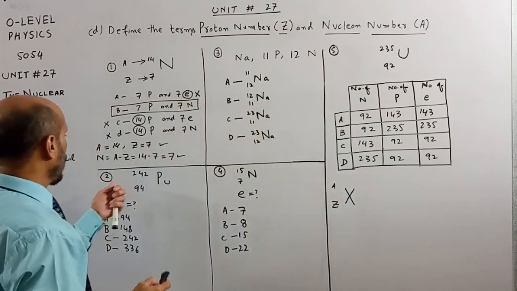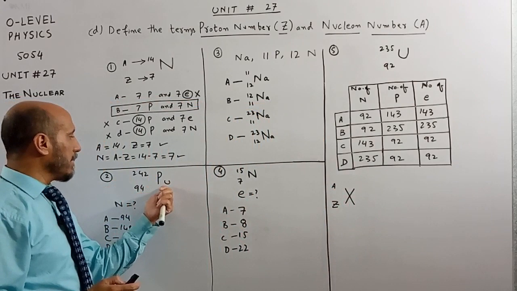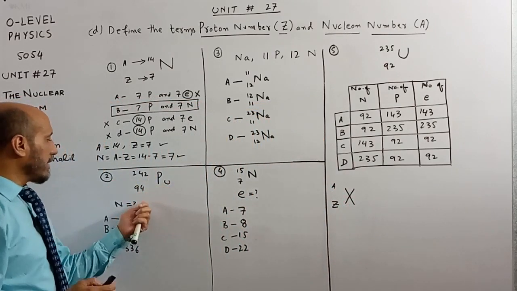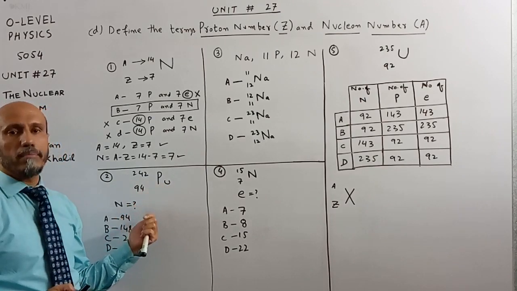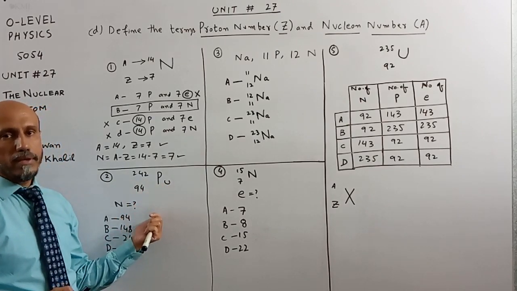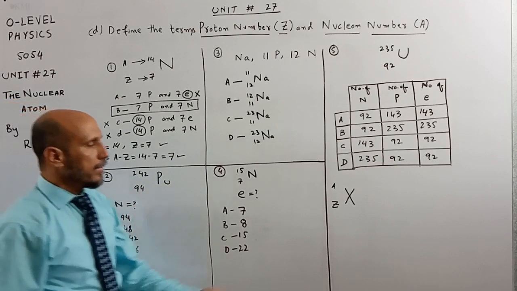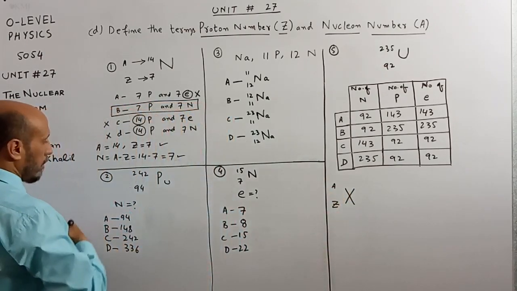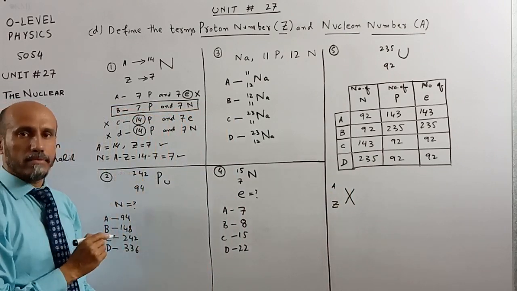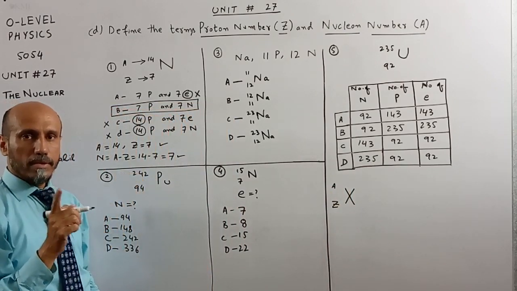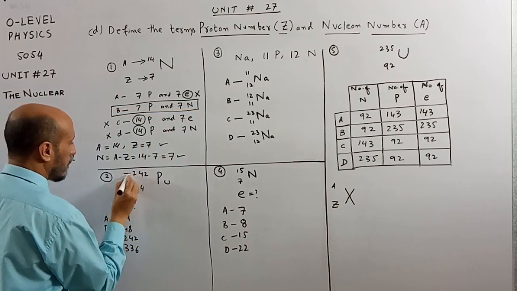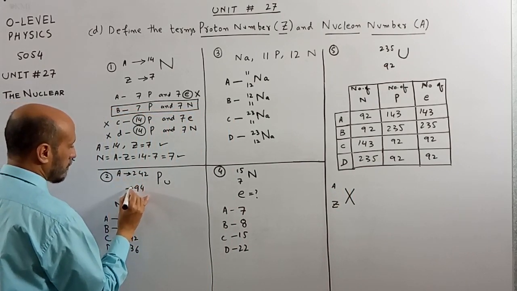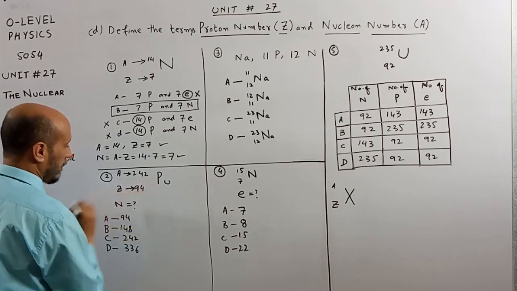Now in example 2, an atom of plutonium is given, 242 and 94, and it is being asked how many neutrons there are. Again we will apply the basic formula, X, A and Z. So here, what is the value of A? Can you tell? The value of A is 242 and the value of Z is 94.